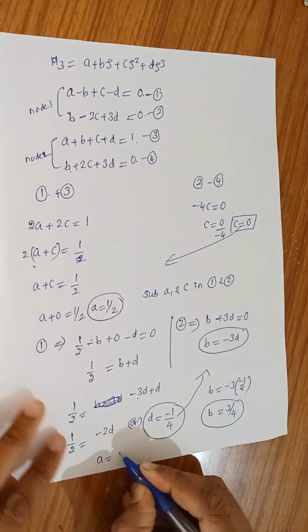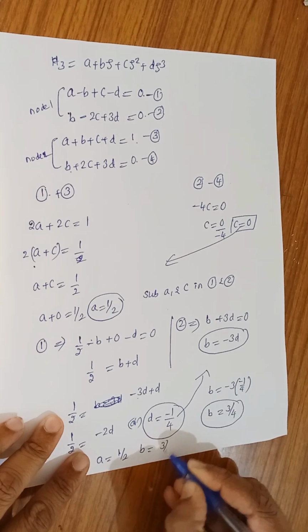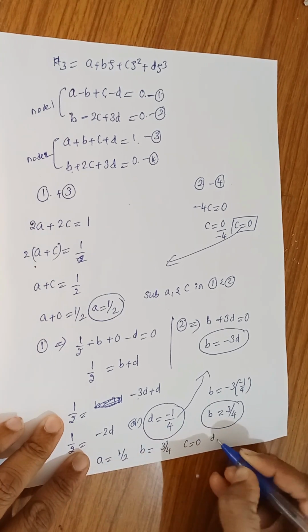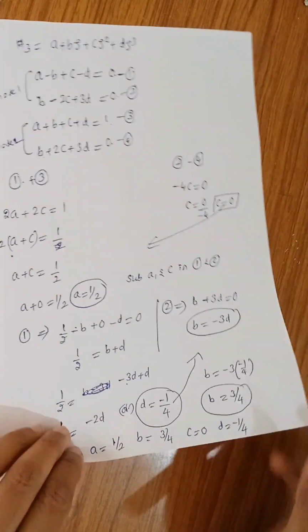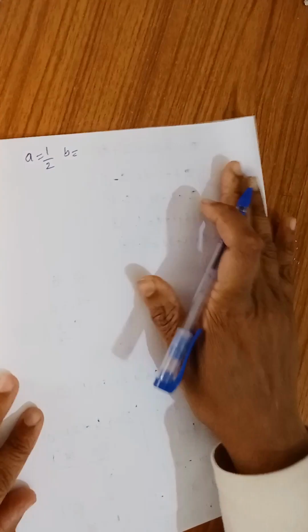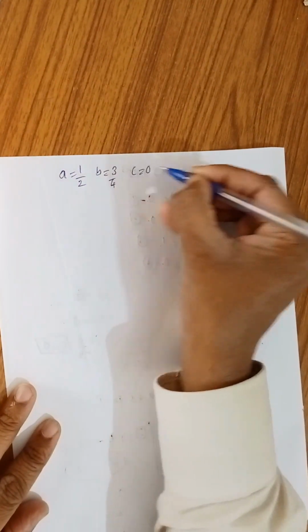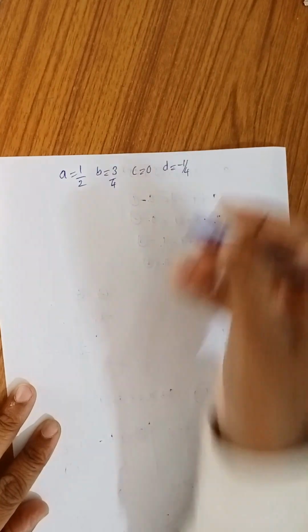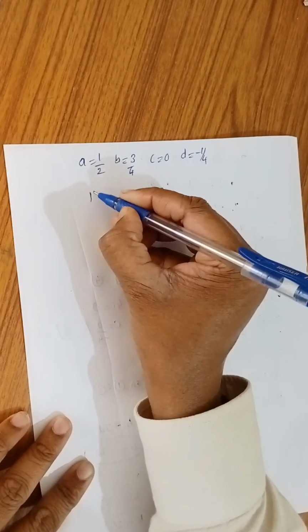Therefore, I'm going to get final values of a is half, b is 3 by 4, c is 0, and d is minus 1 by 4. So half, 3 by 4, 0 and minus 1 by 4. So I believe that values are right. So d is minus 1 by 4. Yes, that's right. So now let's try to substitute that values in H3.